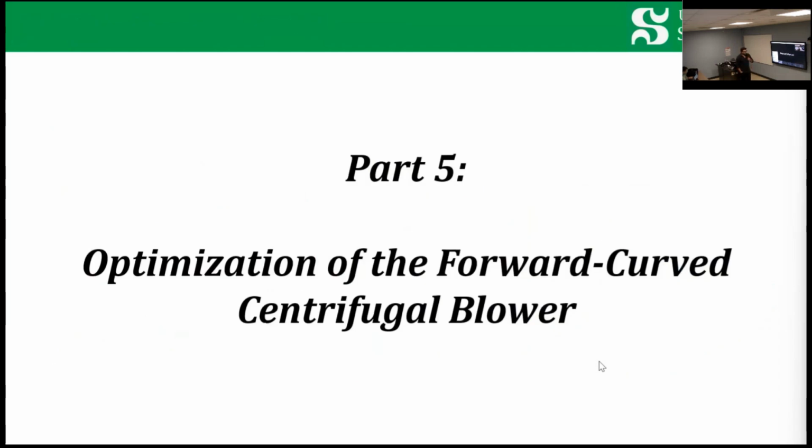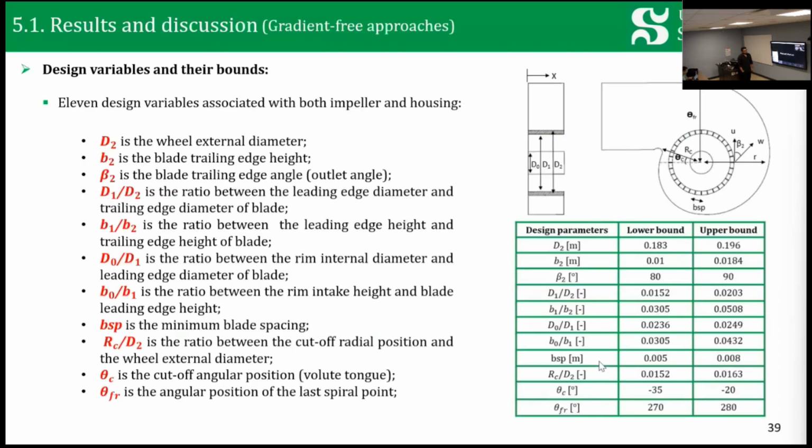So in part 5, the results of the main part of my research will be presented, which is related to the design and optimization of the forward curved centrifugal blower. First, in order to design the blower based on gradient-free approaches, 11 design variables associated with both the impeller and housing are chosen. The table shows the lower and upper bounds for each design variable.